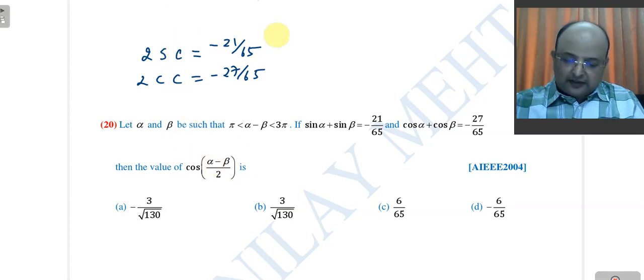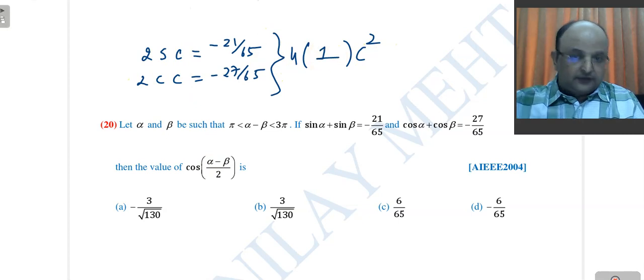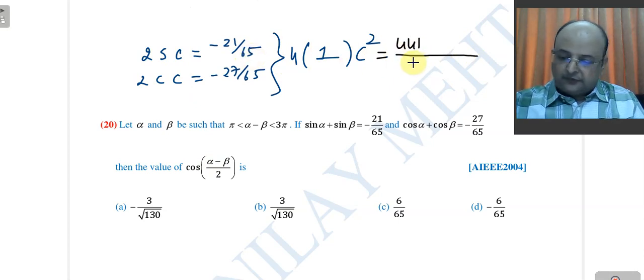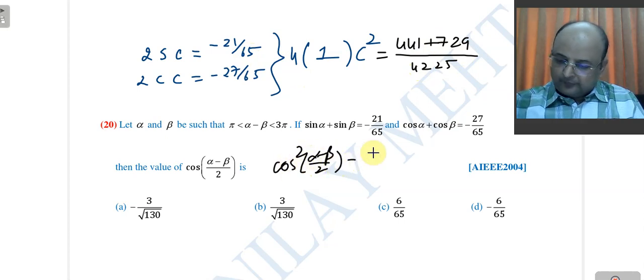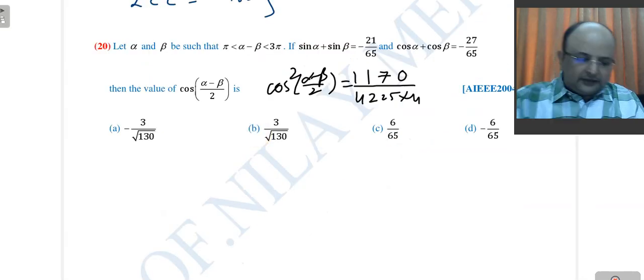So I square and add, so 4 on both sides, cos square (alpha minus beta)/2 common, and sin square plus cos square will be 1, that is the smart word. 21 square is 441. In denominator 65 square, 65 is 4225, and 27 square, that is 729. Okay, so cos square (alpha minus beta)/2 is 4225 into 4. I hope you understand. Yes, the example will be a bit calculative, but that is okay.